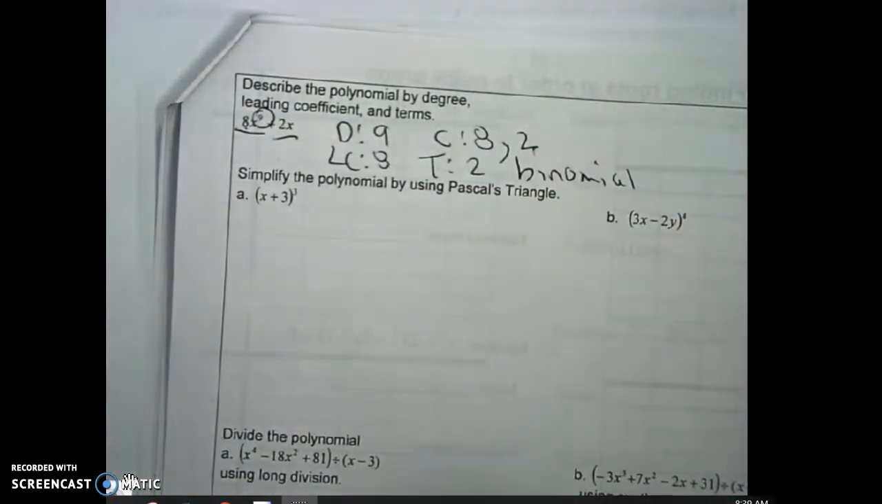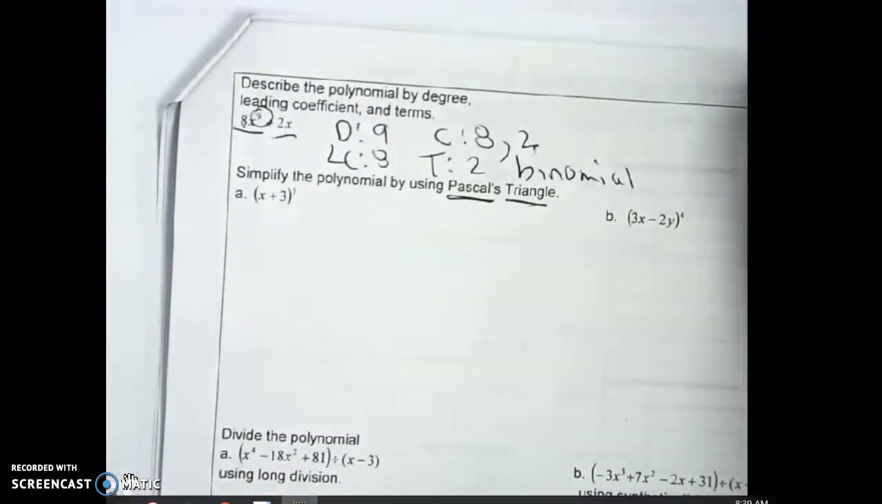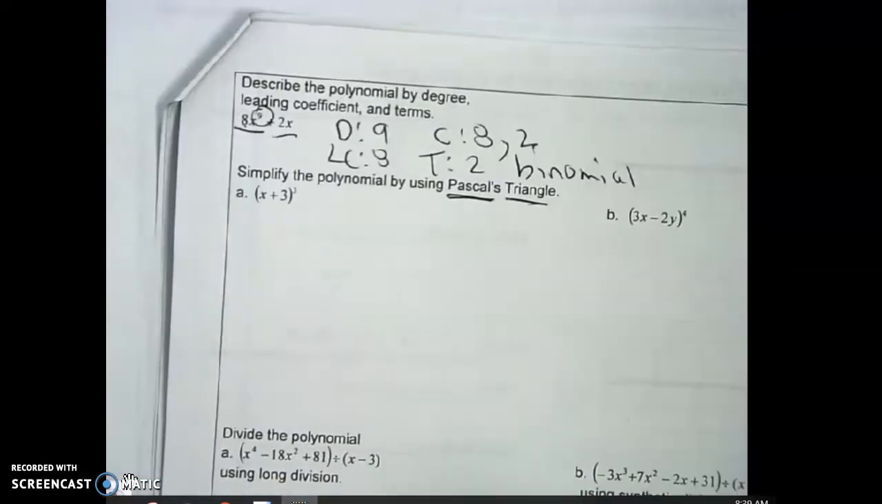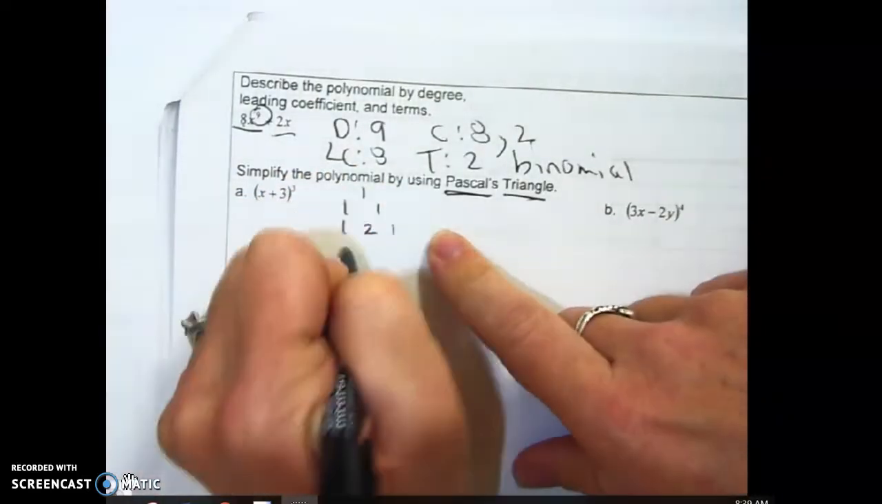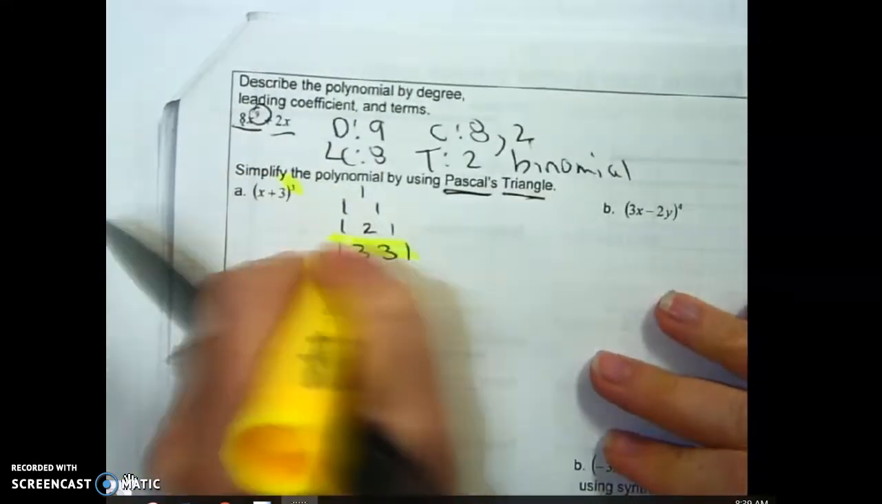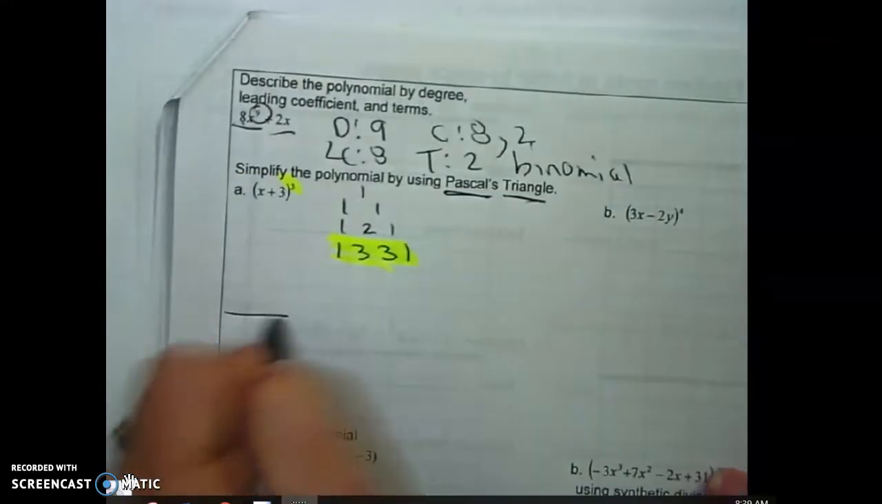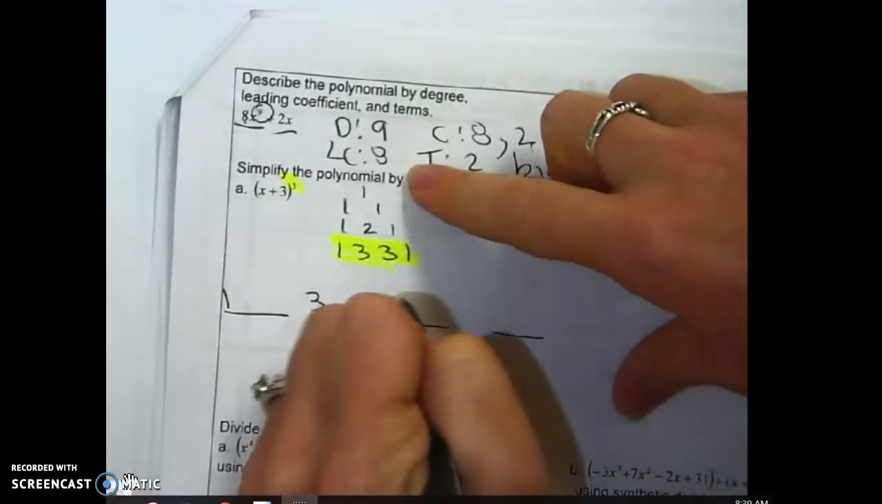Okay? Because this says you have to use Pascal's triangle, you've got to use Pascal's triangle. Okay? So I'm going to do 1, 1, 1, 1, 2, 1, 1, 3, 3, 1. Because it's to the 3rd power, I know I'm going to have 4 terms. 1, 2, 3, 4. So I go 1, 3, 3, 1.